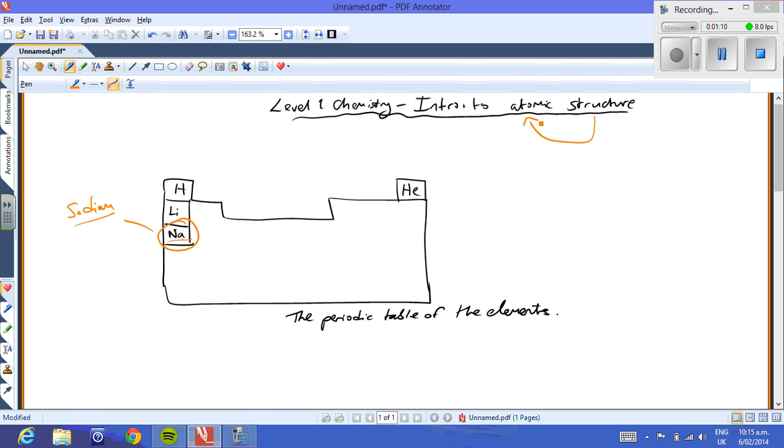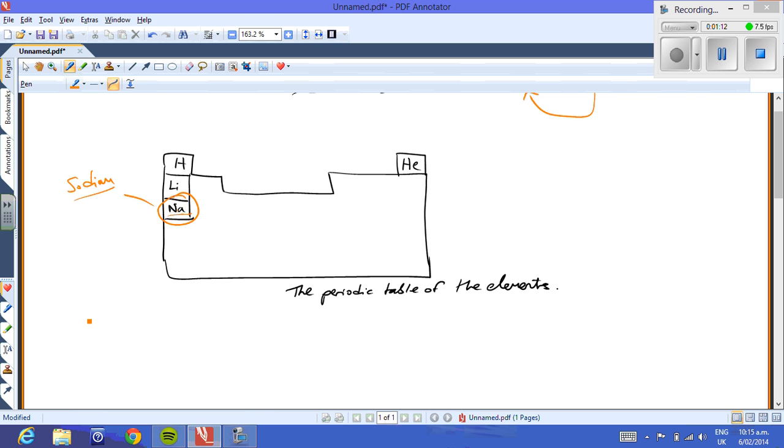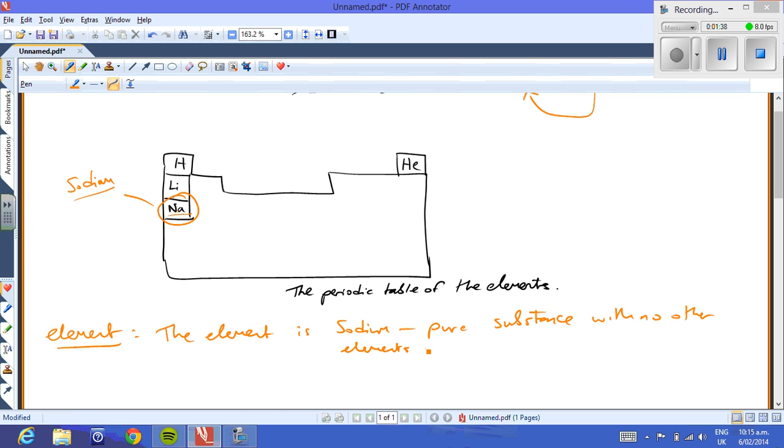So the first key term we need to talk about is the idea of an element. So the element in question here is sodium. That's the one that I've just chosen. The element is known as sodium, and it's a pure substance. So an element is a pure substance with no other elements in it. So if it's pure, then it's just made of sodium.